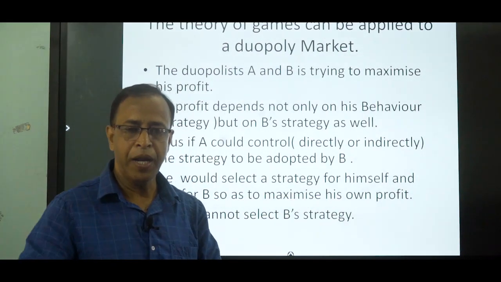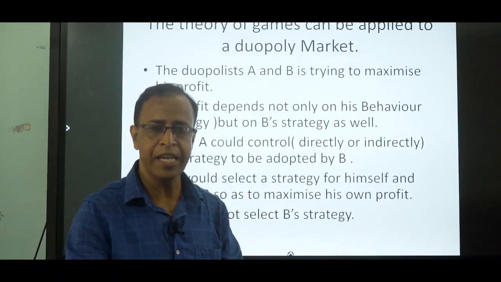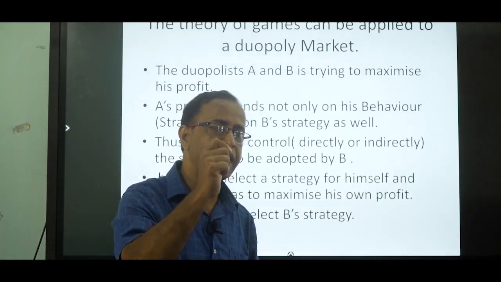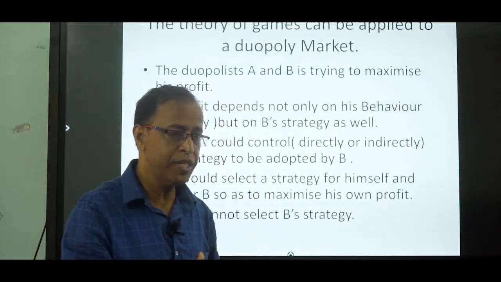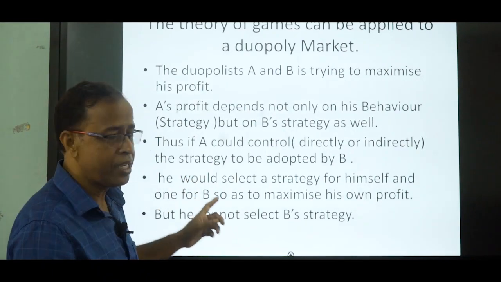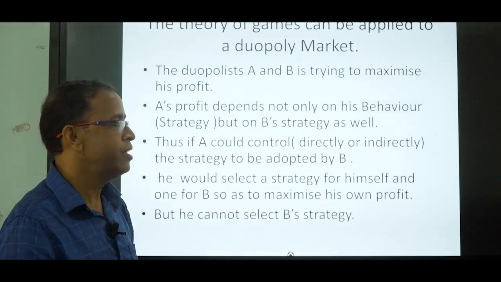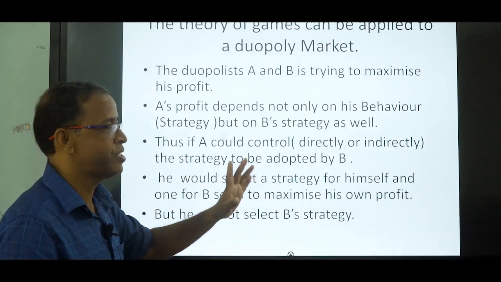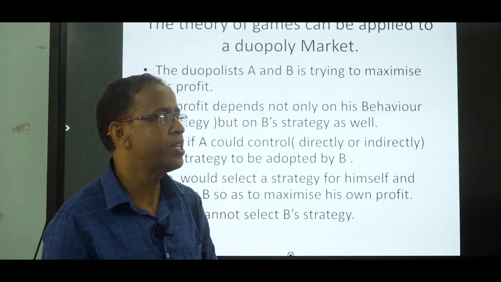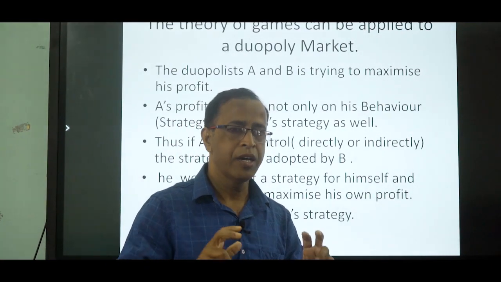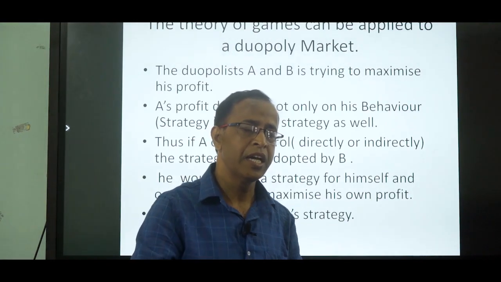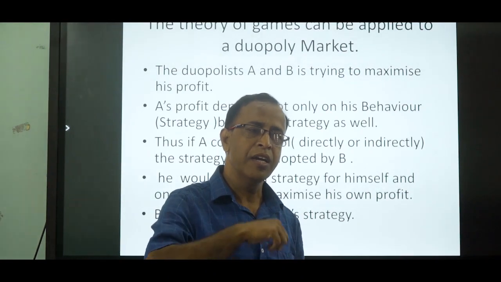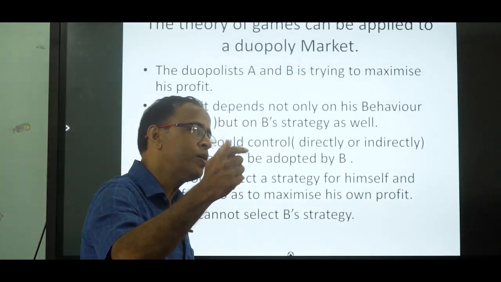If A plays the game and A selects a strategy to play the game, and he also controls directly or indirectly the strategy of B, then A is sure to gain from this game. But he cannot select B's strategy. But the actual problem is that A does not control B's strategy, because B employs his strategy by himself and A employs his strategy by himself.